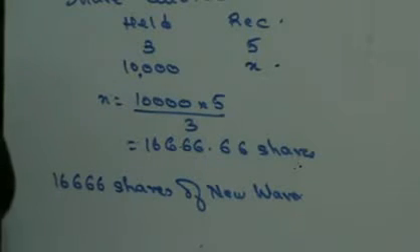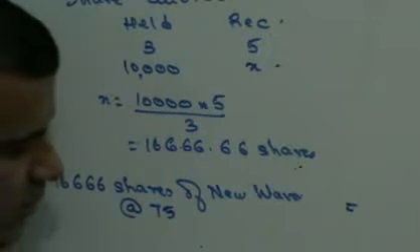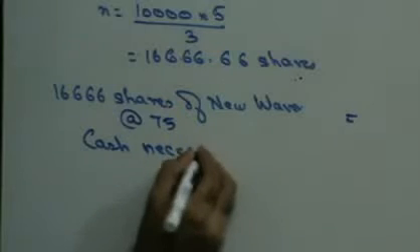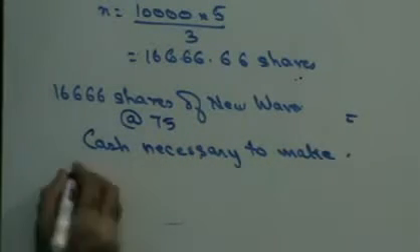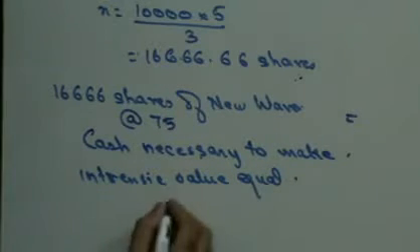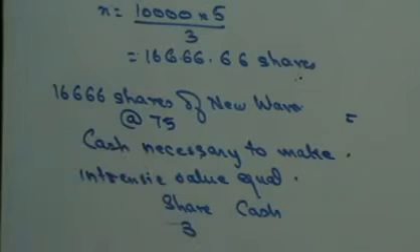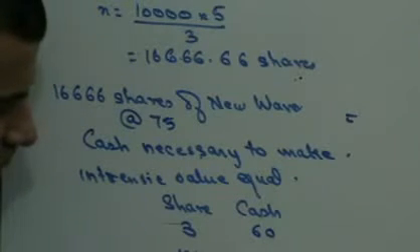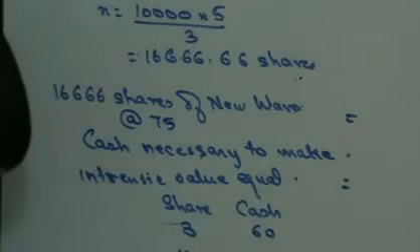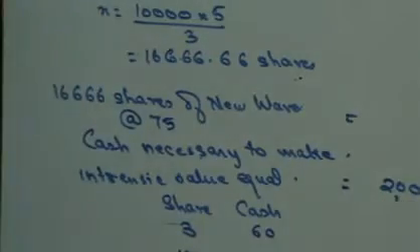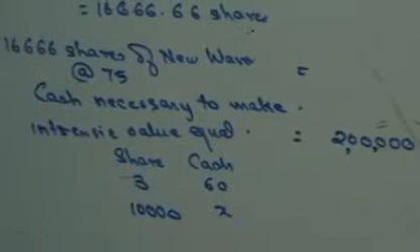Now, 16,666 shares of New Wave Limited. What is the value of each share of New Wave? 75. Someone please calculate this. Plus you are going to receive as much cash as is necessary to make the intrinsic value equal, the difference in cash. For every 3 shares in Chaitanya, the difference we found out was 60 rupees. Total there are 10,000 shares in Chaitanya. So how much cash will be paid? Someone calculate that. 2 lakhs. So cash will be 2 lakhs. And how much will this be? Someone please add this. Multiply 16,666 into 75.